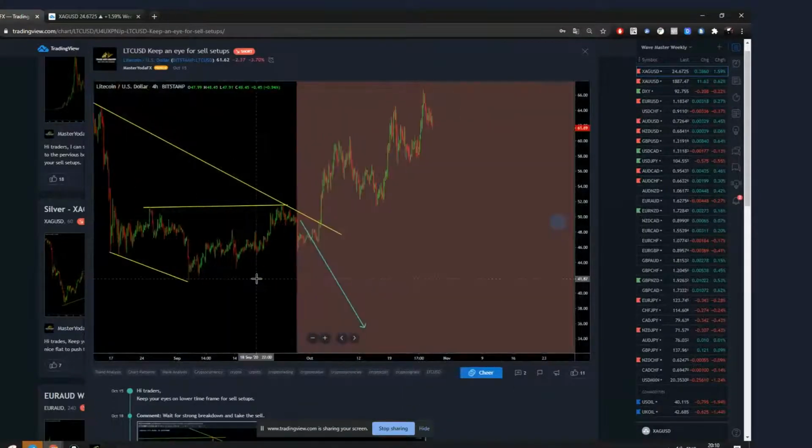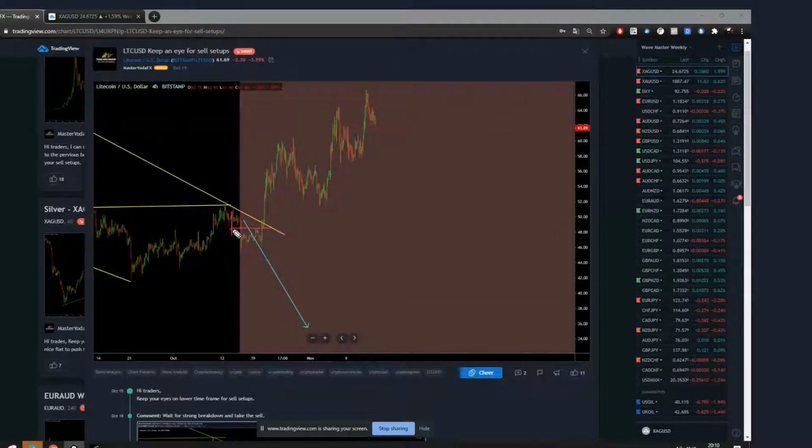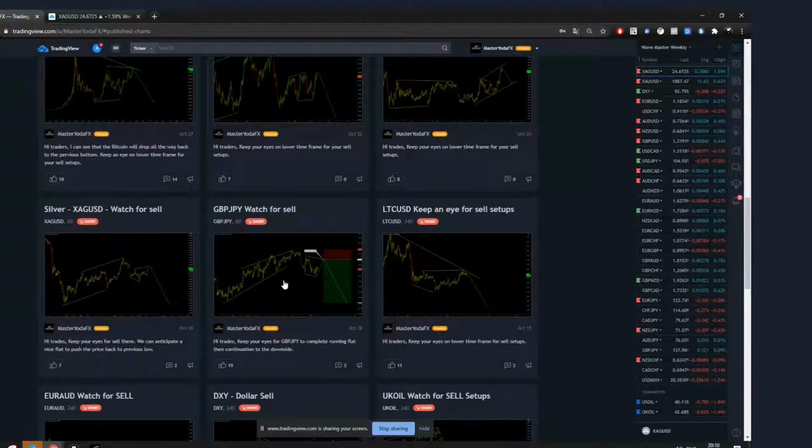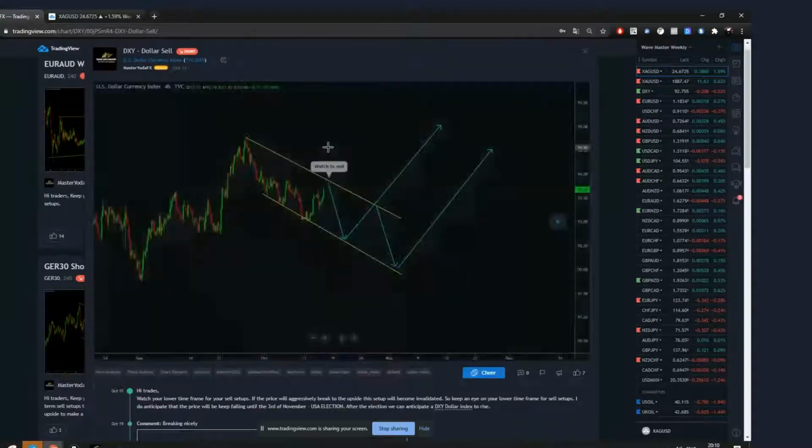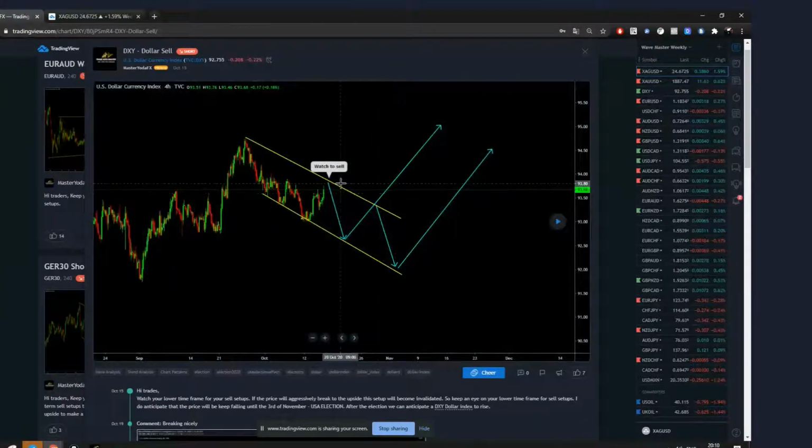LTCUSD didn't go far. So if you were selling it there, it started to correct, you were watching for a new sell, the new sell didn't appear. So you see how the strategy is really, really good, because if you are watching the wrong direction, the trade will not open.